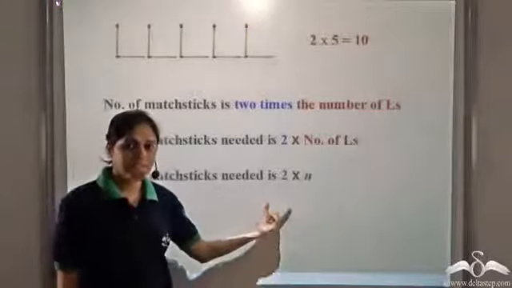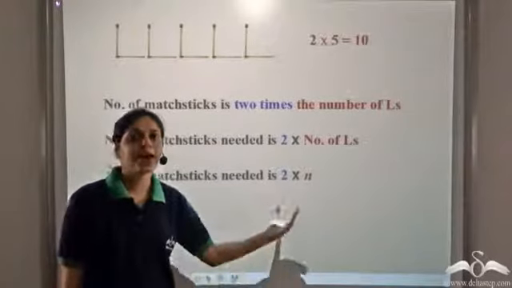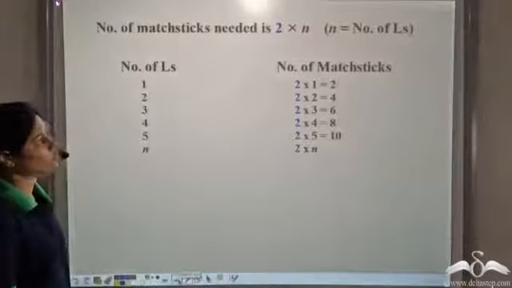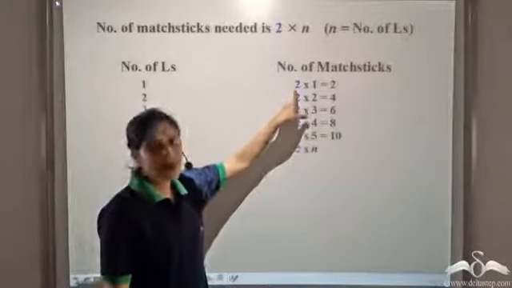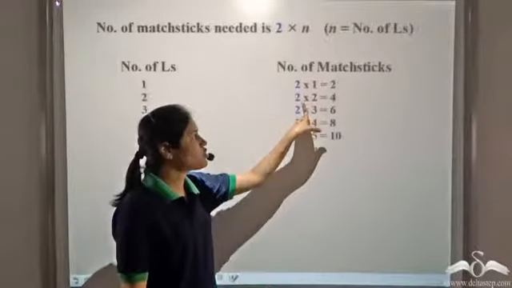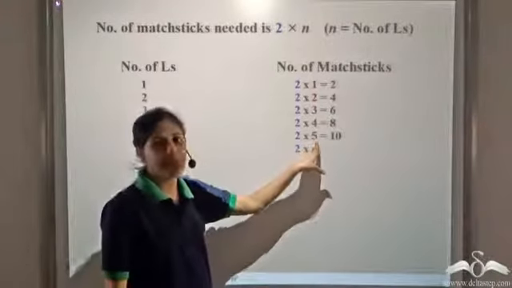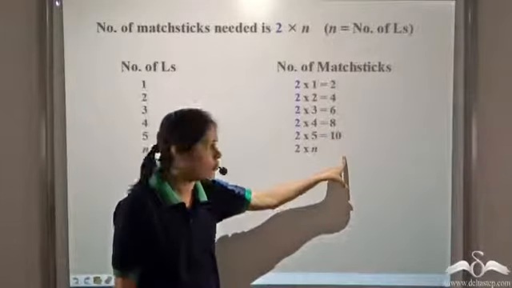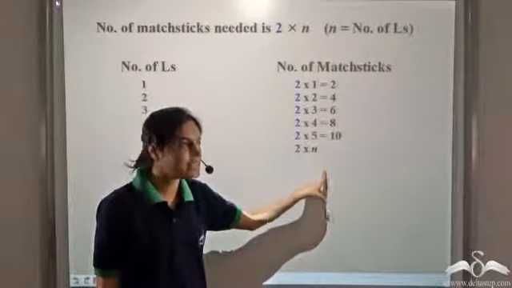So don't you think this is great? We have created our own machine. We input the values and get the answer as the output. So let us check this formula which we have created on our own. So number of matchsticks is 2 into N. For 1 L, it is 2 into 1, that is 2 matchsticks. For 2 L's, it is 2 into 2, which is 4 matchsticks. For 5 L's, it is 2 into 5, which is 10 matchsticks. So it is the same as we have calculated before. So for n L's, we would require 2 into n matchsticks.